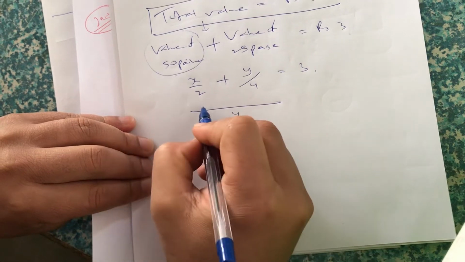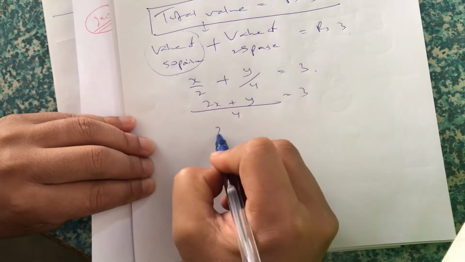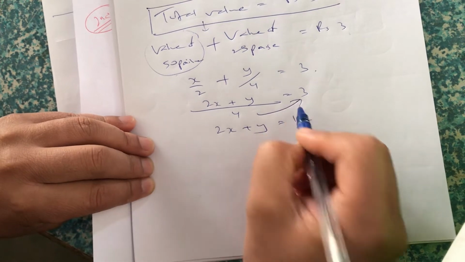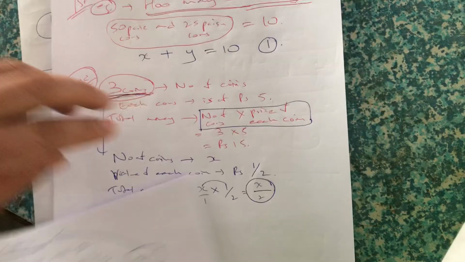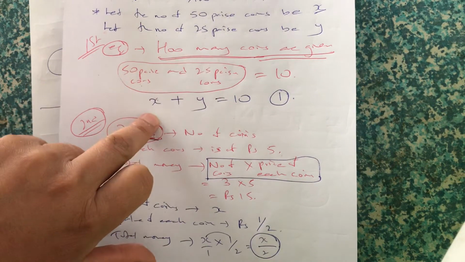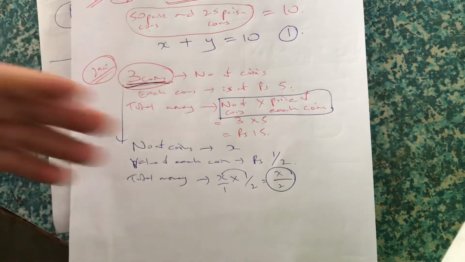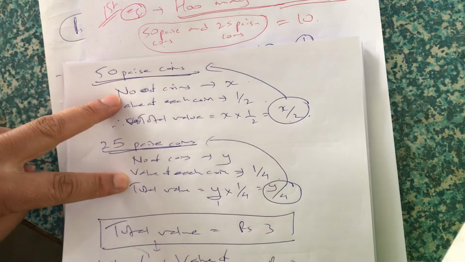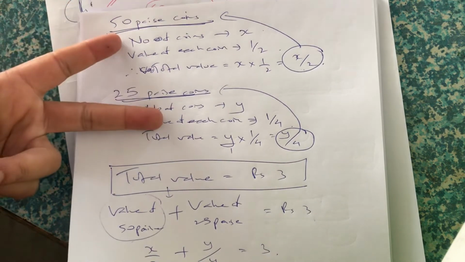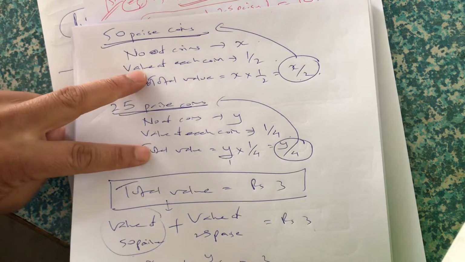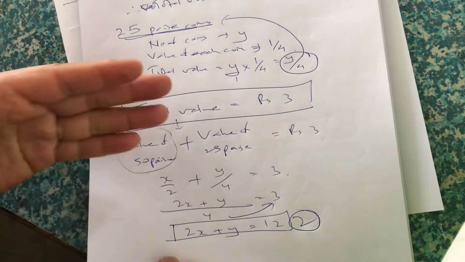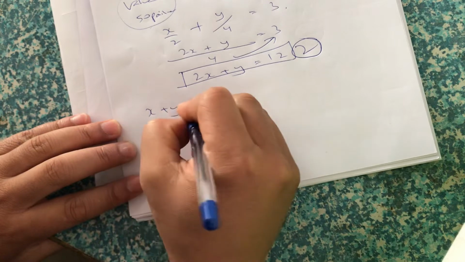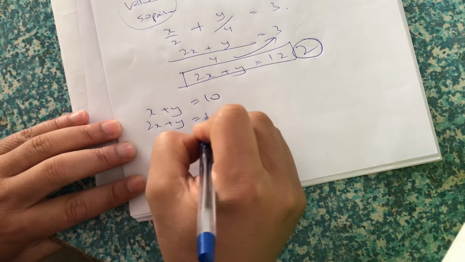Then I find the LCM, and when I cross multiply I get 2x plus y is equal to 12. So that's my second equation. We got our first equation, x plus y, using the number of coins. Then I use the value of each coin, get the values of the two different coins in the collection, put them together to give the total value, and use that information to get our second equation. So our first equation was x plus y is equal to 10, and the second equation is 2x plus y is equal to 12.